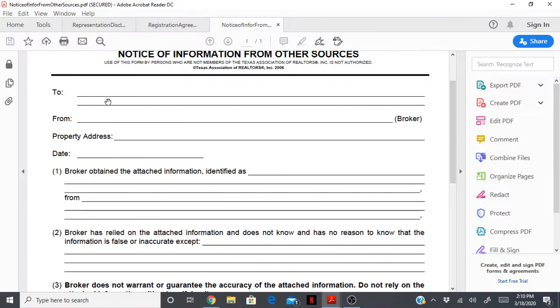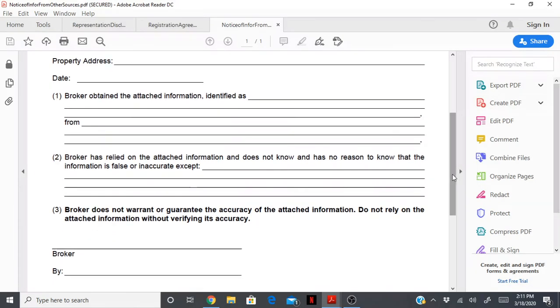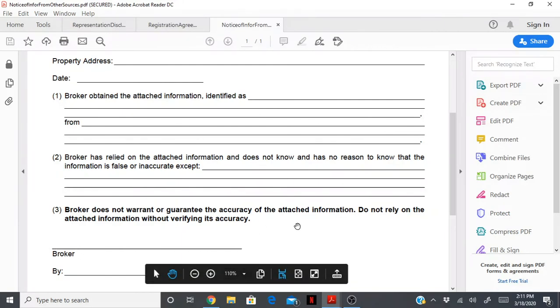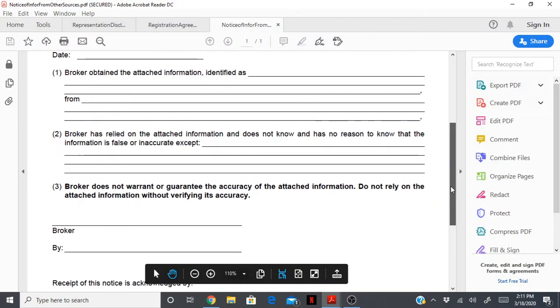And so let's just read through this. To XYZ client, John Doe, from Jane Smith at XYZ Realty regarding property at 123 Main Street. Broker has obtained the attached information identified as, so let's say it's a prior inspection report. Where did we get it from? XYZ Inspection Company. Okay. Broker has relied on the attached information and does not know and has no reason to know that the information is false or inaccurate except, and if you know something, put it in there. Okay. Broker does not warrant or guarantee the accuracy of the attached information. Do not rely on the attached information without verifying its accuracy.